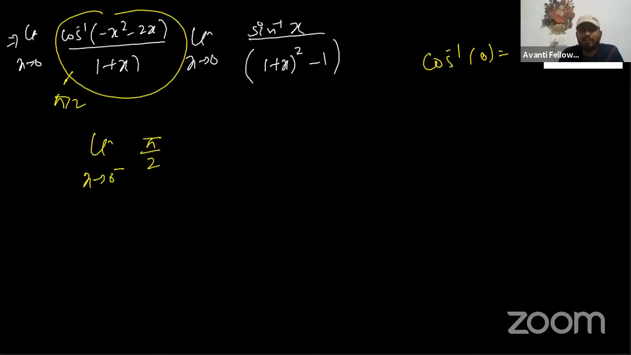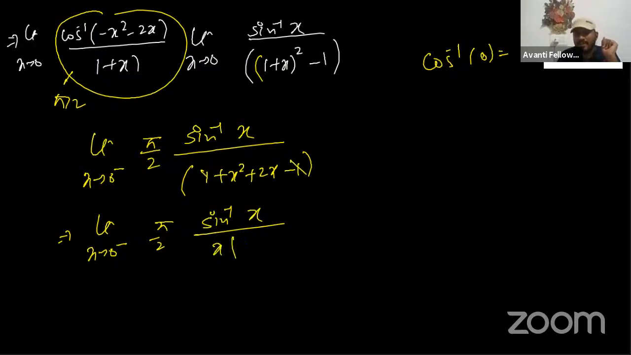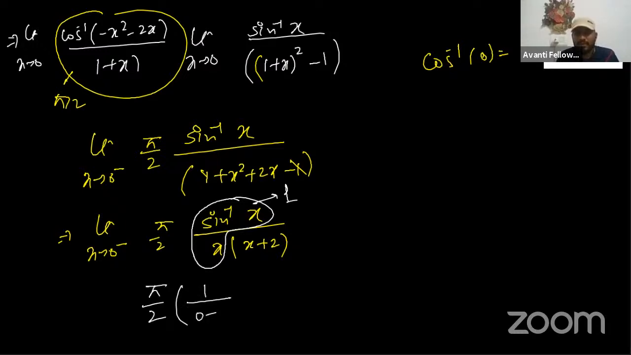This comes out to be pi by 2 sine inverse x upon, now you can open this square. So this will become 1 plus x square plus 2x, yes or no, minus 1. So this is nothing but limit x tending to 0 negative pi by 2 sine inverse x upon, these two getting cancelled out. When you take x common, this will become x plus 2. Now, when limit x is tending to 0 negative, sine inverse x upon x will become 1. Yes or no? So this will become pi by 2 into 1 upon 0 plus 2. This is pi by 4. This is left hand limit.